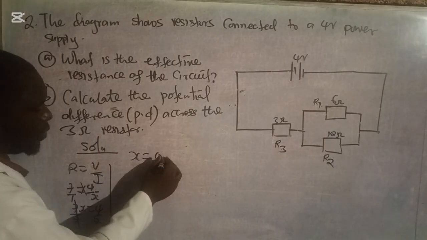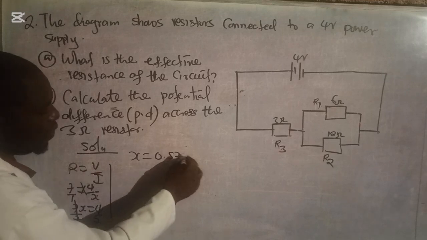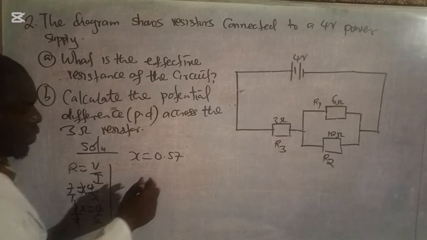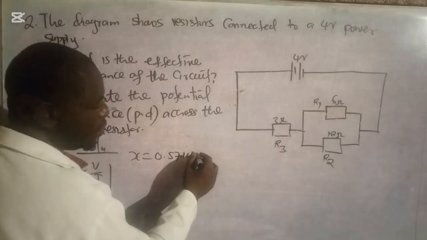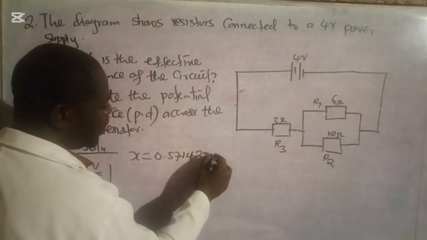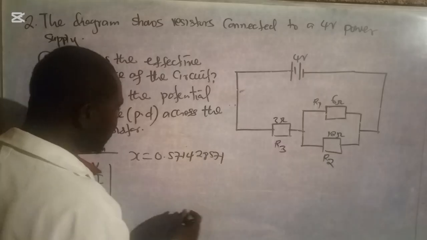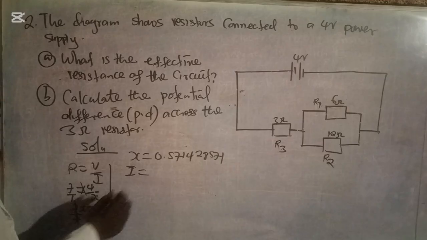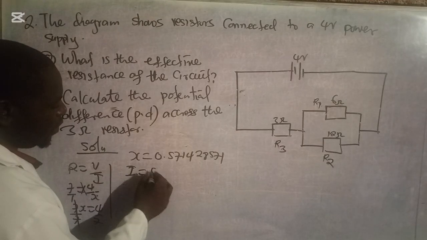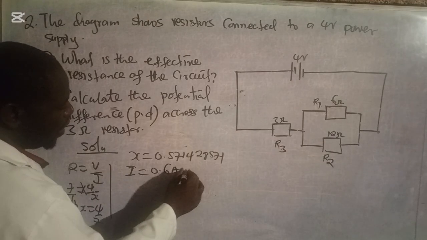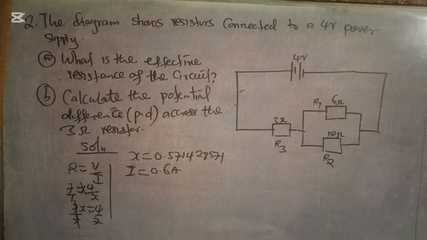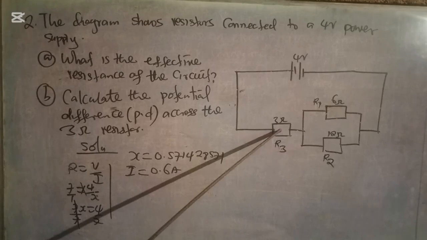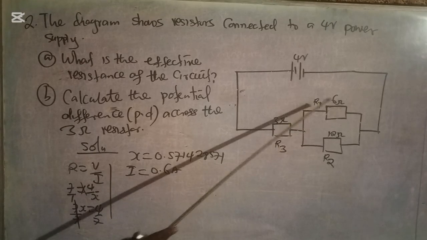4 divided by 7 is 0.57. Correct to 2 decimal places, x, the current, is 0.57, and to 1 decimal place it will be 0.6 amps. This is the total current in the circuit, which means here it is 0.6. It needs to be divided between the branches.